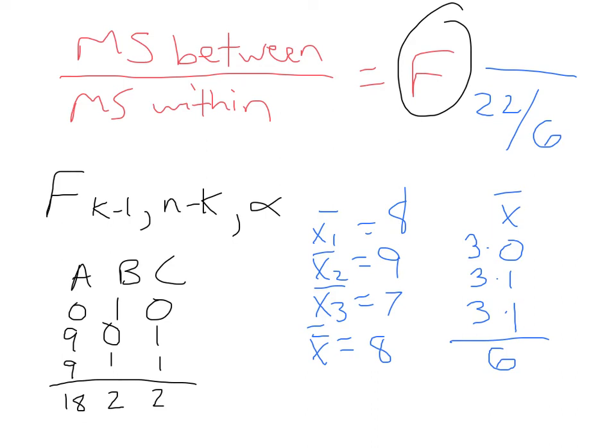Right? Does that make sense to you so far? Hope so. So now I have 6 as my sum of squared between, divided by my between degrees of freedom, which is k minus 1. So I have 3 groups. 3 minus 1 is 2. That gives me 3 up top.